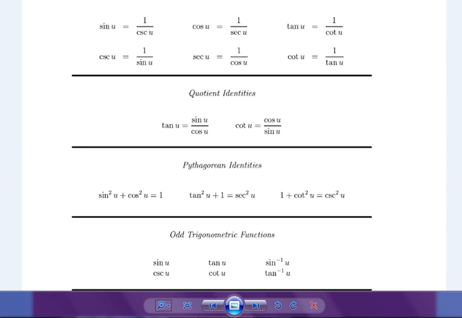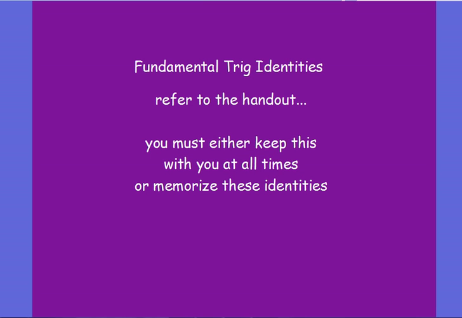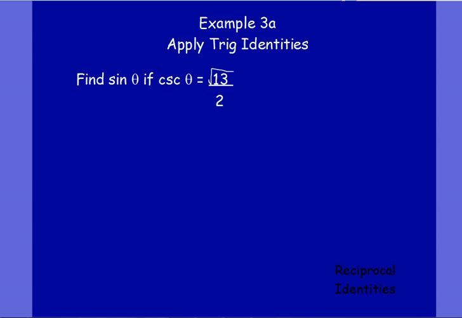So here's the thing. We've kind of already figured those out. Let's see if I can use them. So I have a question here. The question is this. Find sine if cosecant is the square root of 13 over 2.